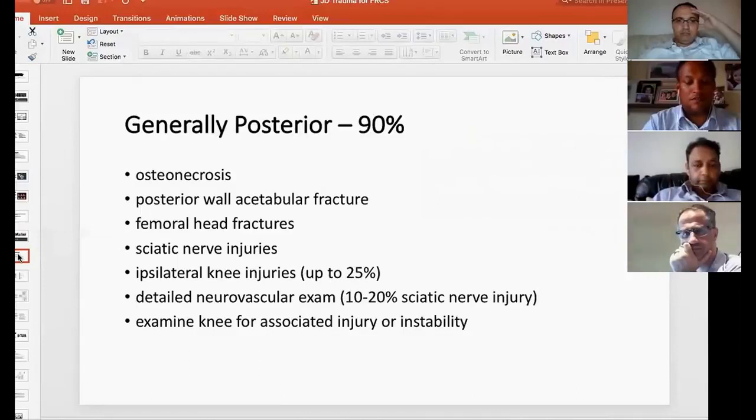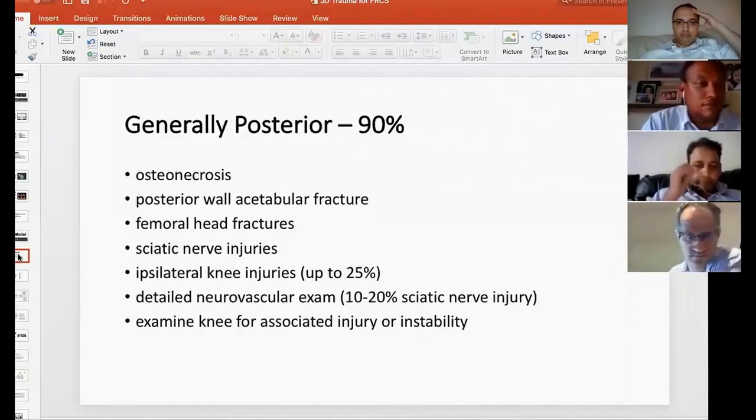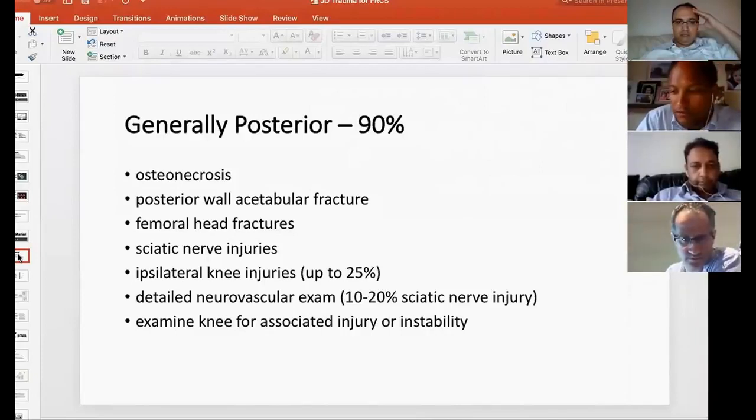Why do they bring posterior in? Because it comes with posterior wall of acetabulum fracture. There are femoral head fractures. There can be sciatic nerve injuries associated with it, up to 20%. So documentation of the sciatic nerve is very important, pre and post dislocation, post-operative documentation, and post-relocation and pre-relocation documentation.